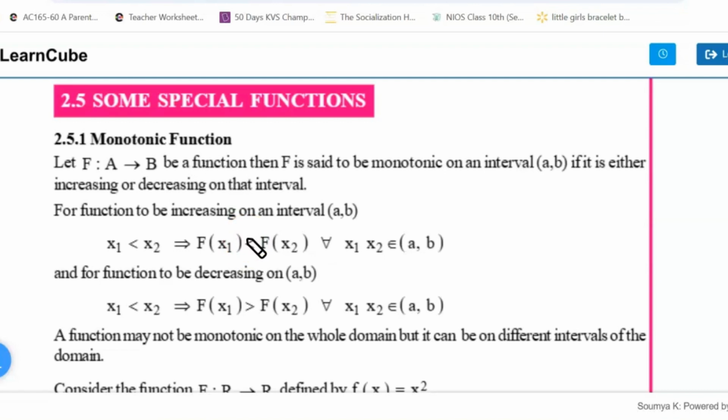So we have already started this chapter, Relations and Functions, and you can see the content from the playlist. We stopped 2 months back, so we are restarting it from the topic 2.5, some special functions. Other topics you can get from the playlist, check it out there. And now the new topic is some special functions.